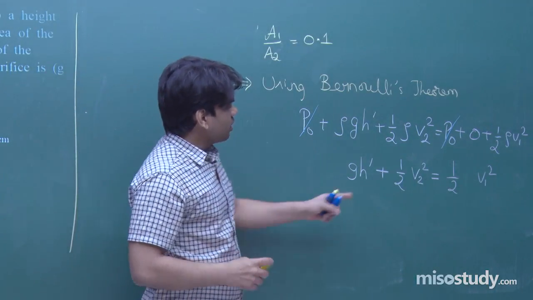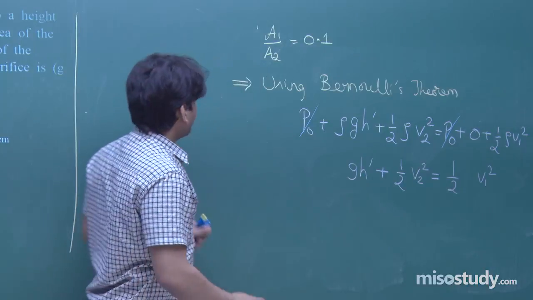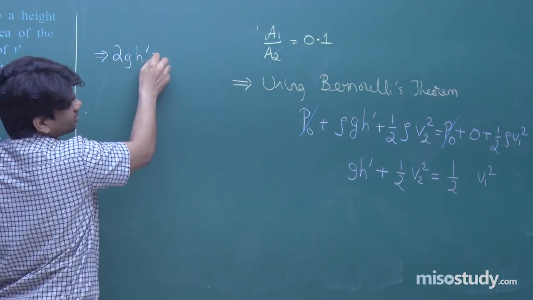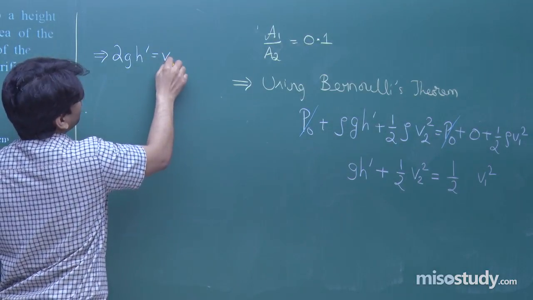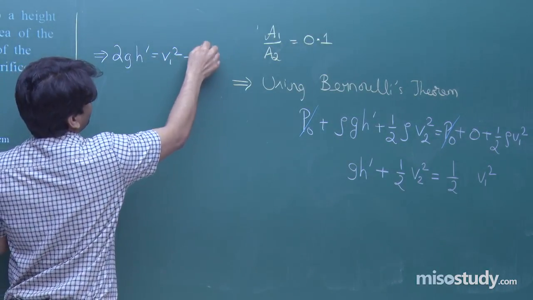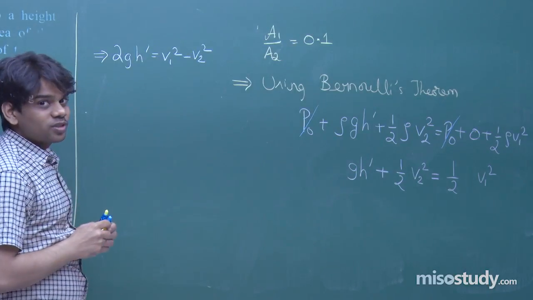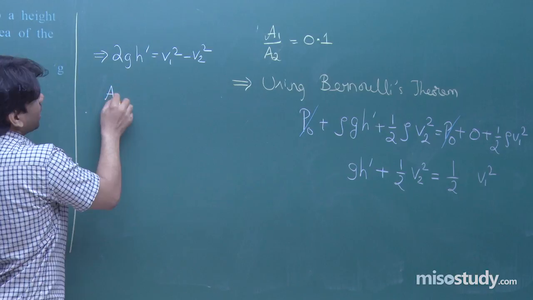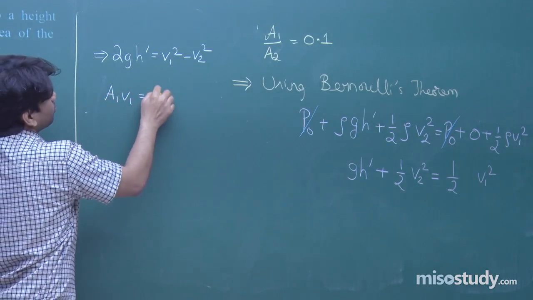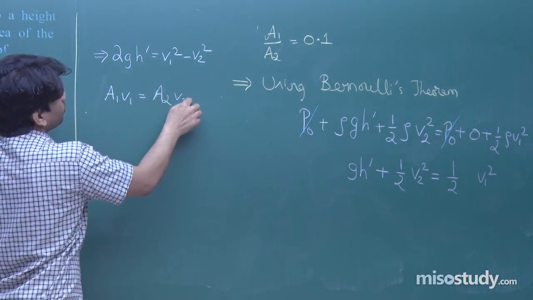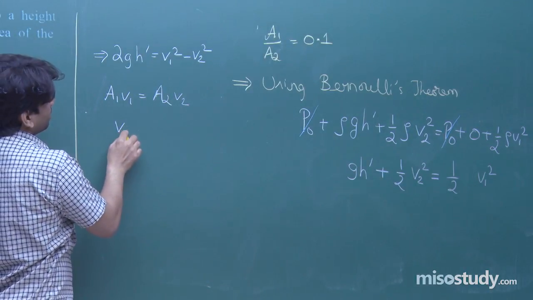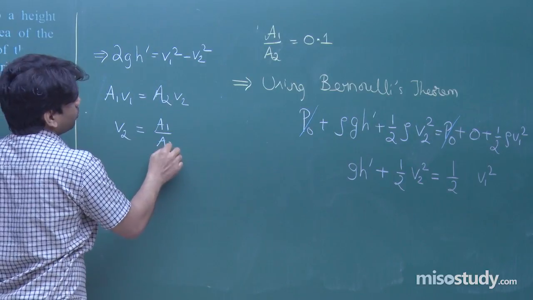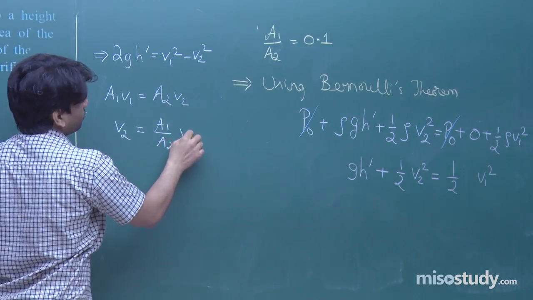Next thing you see, if we simplify this, we can write 2g h dash is equal to v1 square minus v2 whole square. This is what we can do. v2 is the velocity at the topmost point. From here we also know that A1 v1 is equal to A2 v2. So finally v2 can be written as A1 by A2 multiplied by v1.